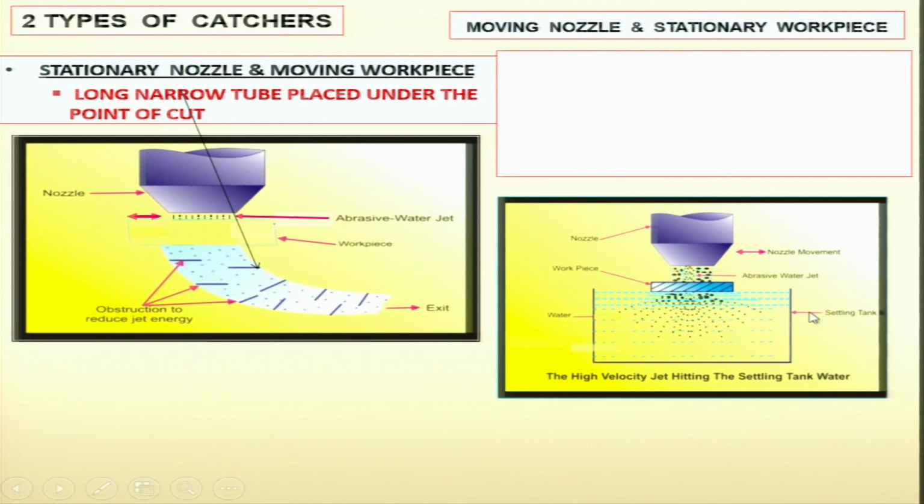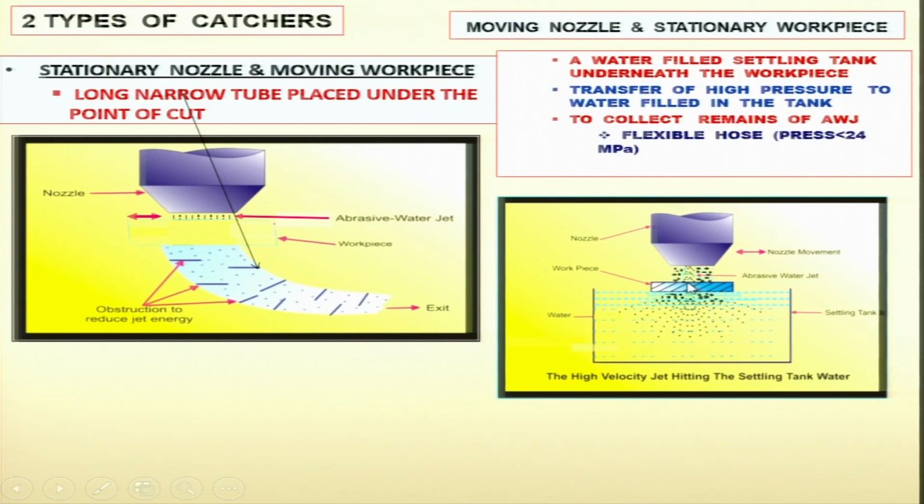Now this is the set known as settling tank, and the high velocity jet hitting the settling tank water. This is the water. Now here one has to be careful, either the height should be quite high or the jet velocity should be comparatively lower so that it does not damage the tank itself. A water filled settling tank underneath the workpiece, workpiece is here. Transfer of high pressure to water filled in the tank takes place.